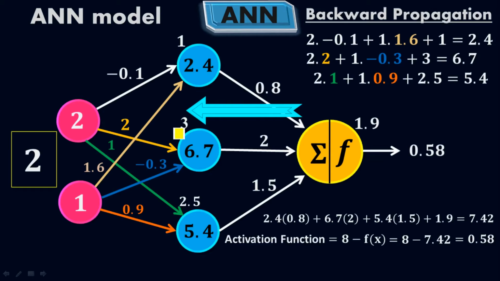Now when you look at this model, my desired input is 2. I want to predict 2 in the output. I just want to pass 2 here.